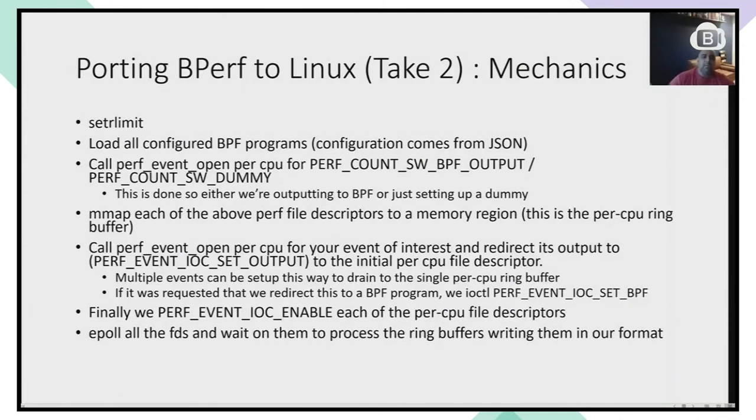These set up what are called per-CPU ring buffers. And then finally, we can take the per-CPU ring buffers and redirect their output using PERF_EVENT_IOC_SET_OUTPUT to have multiple events send all their data to these per-CPU ring buffers. So we don't actually end up spinning up a ring buffer per unique event. All the different events that we want to monitor end up going to a single per-CPU ring buffer. This amortizes the cost of actually having to epoll each ring buffer.